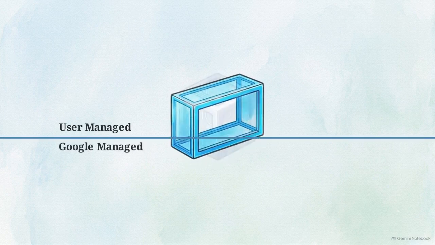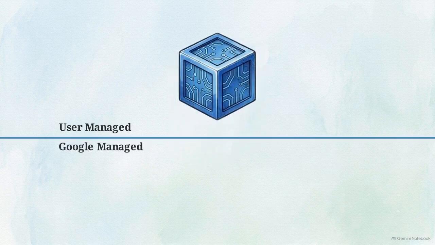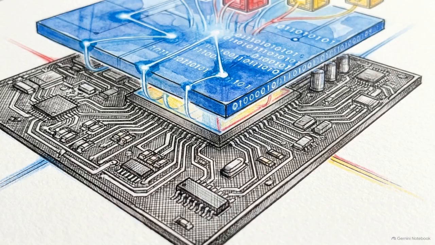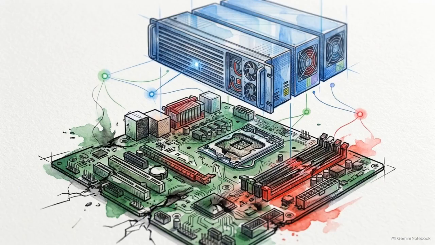Instead, you rent a virtual computer. This creates a clear division of labor. Google handles the heavy lifting, the power, the cooling, and the physical repairs, while you operate a clean, isolated virtual workspace layered on top. By separating your software from the physical hardware, you're no longer at the mercy of a single broken circuit board or a failing power supply.